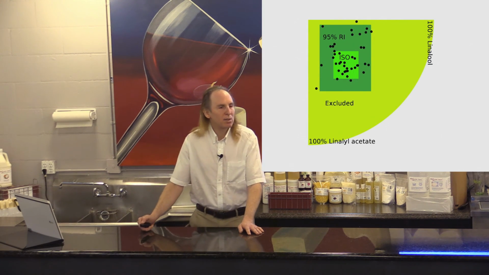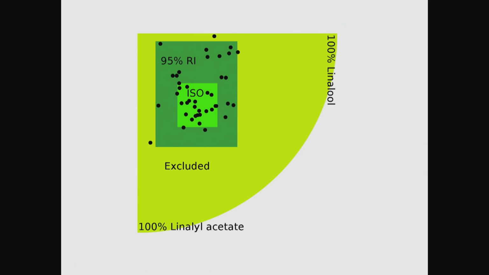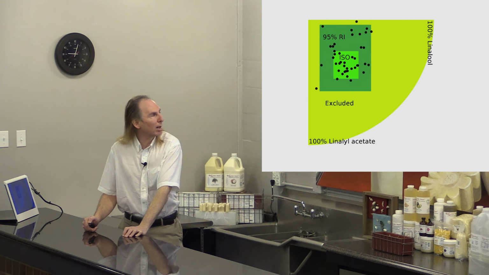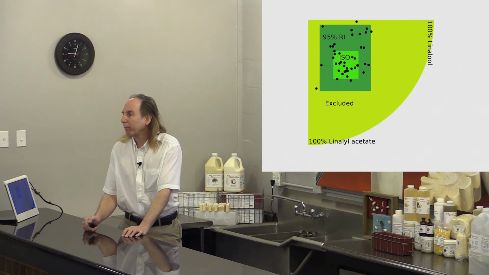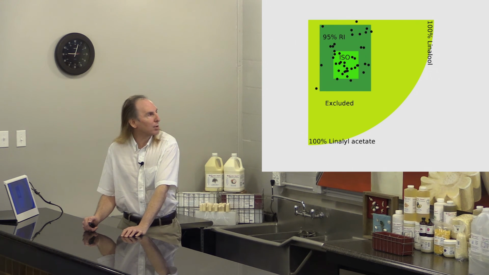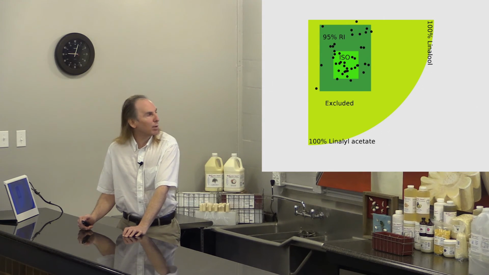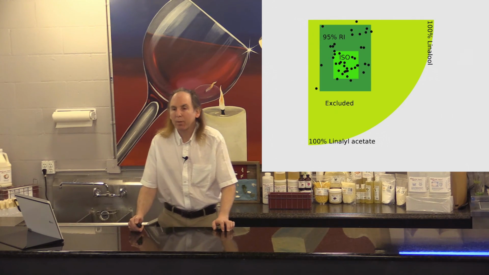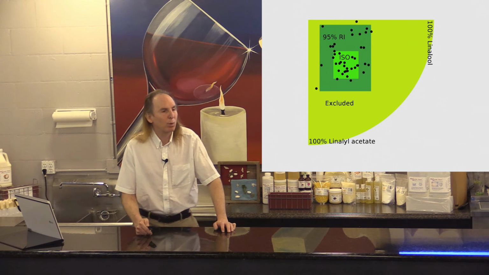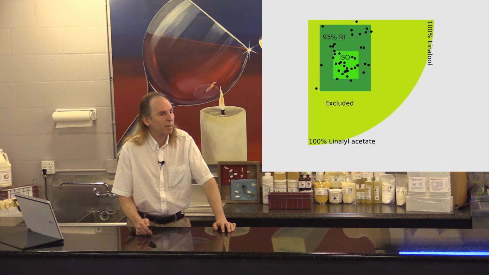So this is, on one axis, linalyl acetate, on the other axis, linalool. This is the composition of an essential oil along those two axes. And the green box in the middle is the ISO spec. The larger box around it is the 95% reference interval. And if you count the dots, there are 42 of them. Those are the 42 lavender oils in the Essential Oil University database.